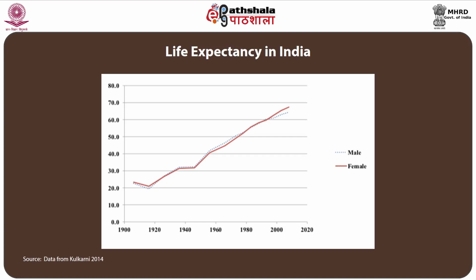The graph shows both male and female life expectancy. As we noted, female life expectancy was earlier lower than male life expectancy, but at present female life expectancy is higher than male life expectancy. The life expectancy of both sexes in India is inching towards the 70 mark, which perhaps would be achieved in the coming decades.